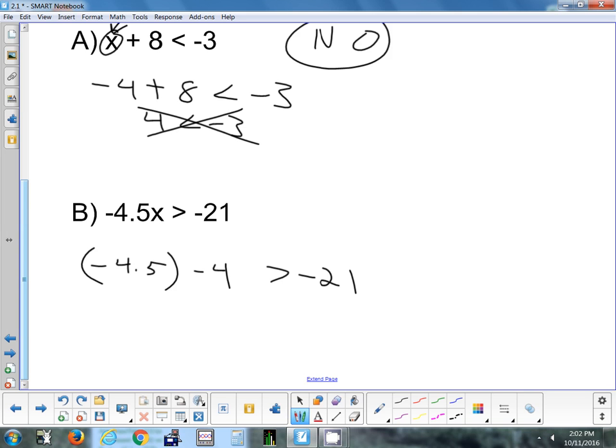Any thoughts what that one looks like? Yeah, to me that looks like subtraction. It looks like you're saying -4.5 minus 4. Okay, if you want multiplication, really, you've got to put it in parentheses. Now, I know you definitely mean multiplication.